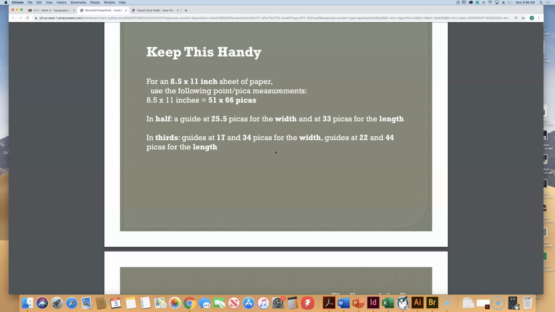And I want you to take a look at all the different measurements. Open them up. You have inches, picas, points. And where are my glasses? There they are.